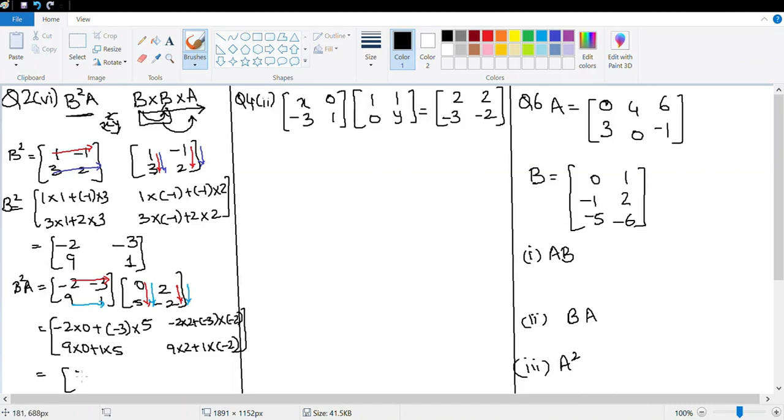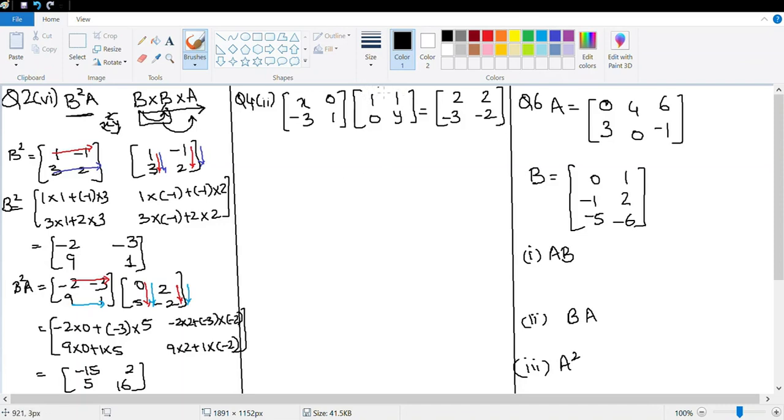So the first element here is -15. -2 into 2 is -4, and this is plus 6. So -4 plus 6 gives me plus 2. This is 0, and this is 5, and this is 18 minus 2, which gives me 16. Perfect. Let's move on and do question number 4, part 2.